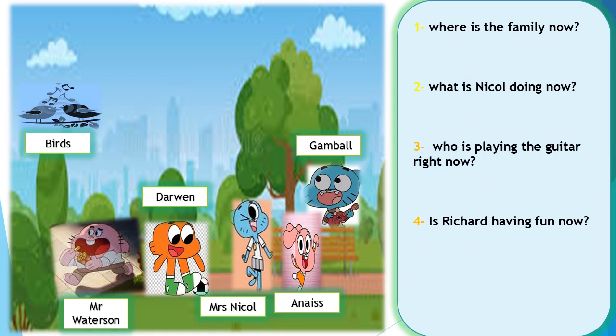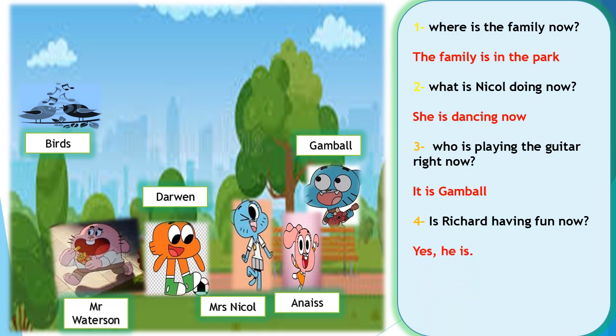Let's see if your answers are correct or not. The first one, the family is in the park, yes. Number 2, she is dancing now. Number 3, it is Gumball who is playing the guitar. Yes, he is. Everyone is having fun. No, she is not. She is dancing.